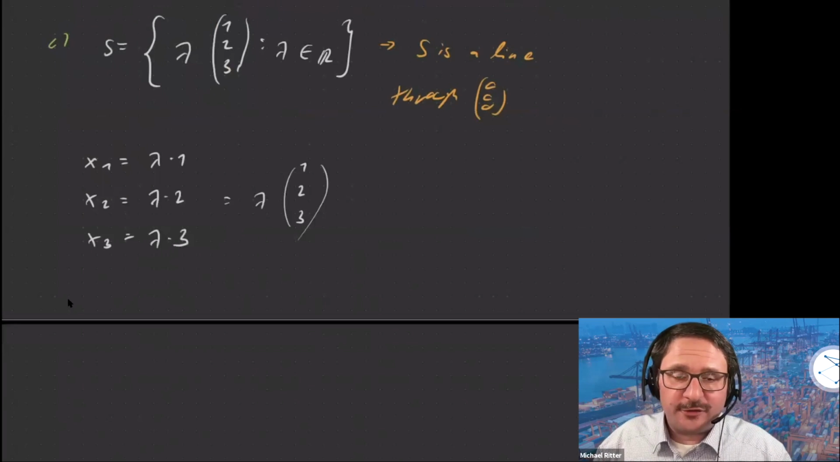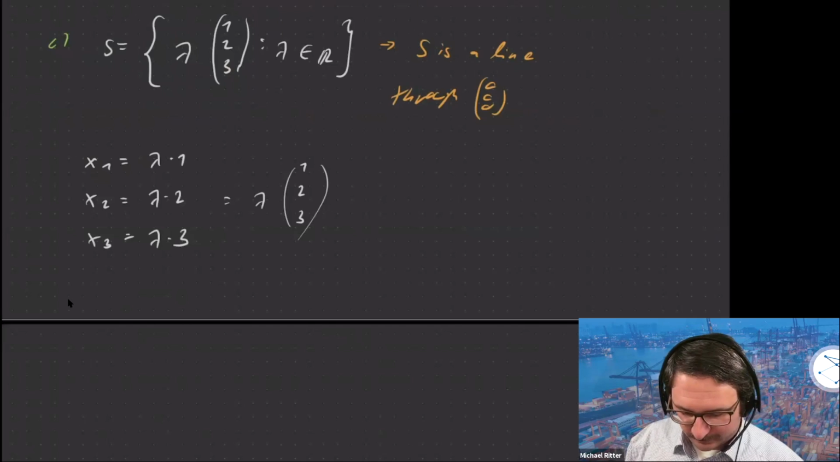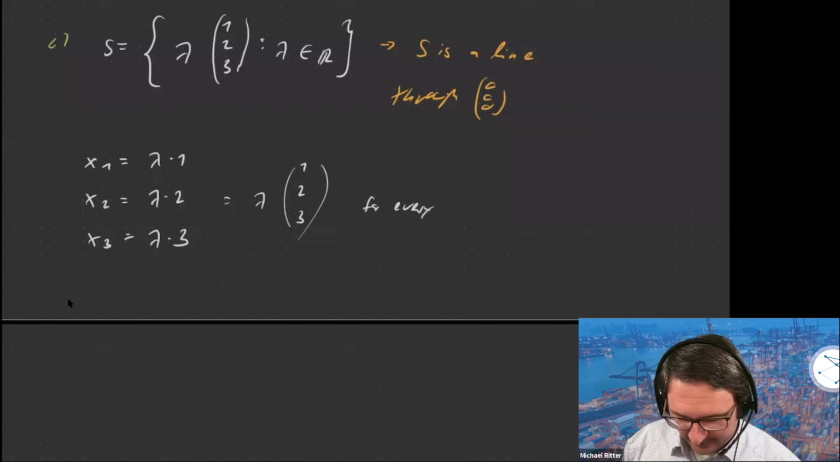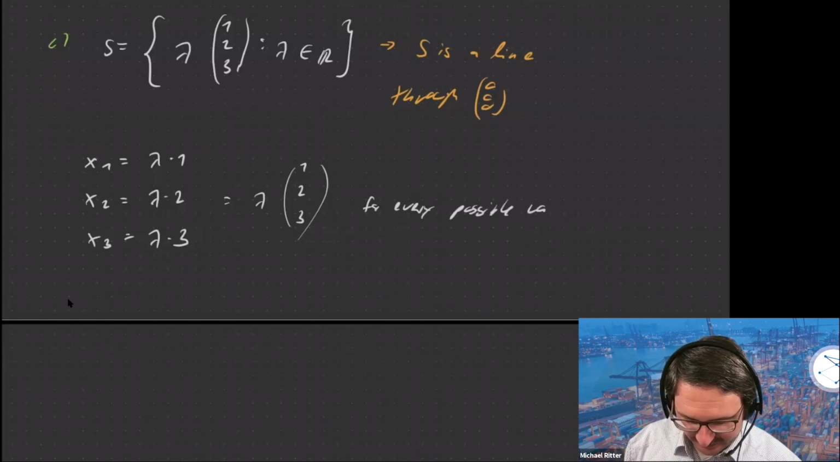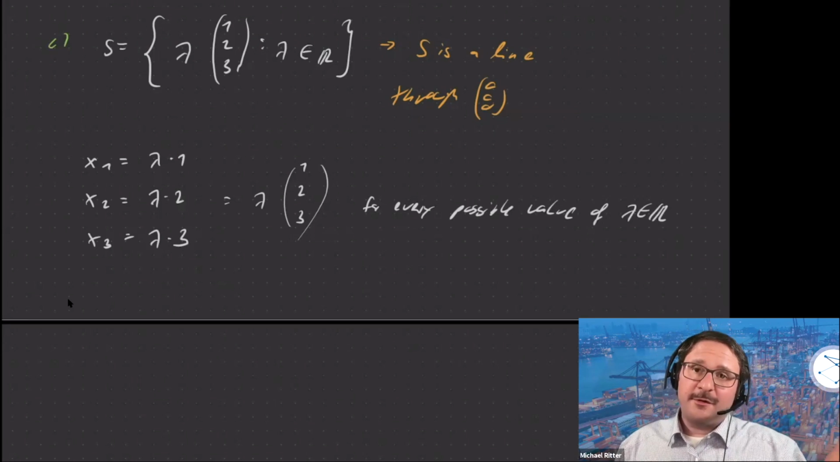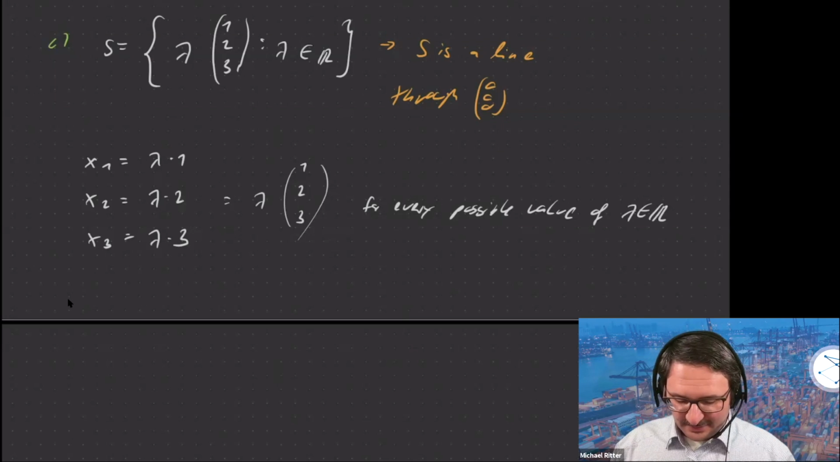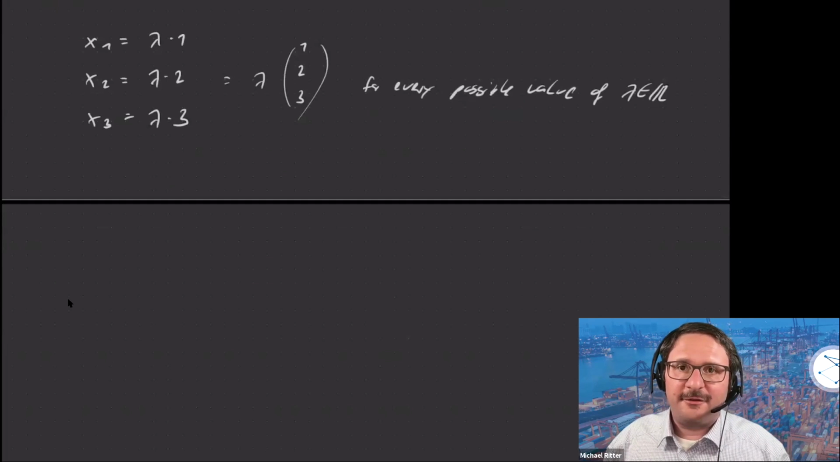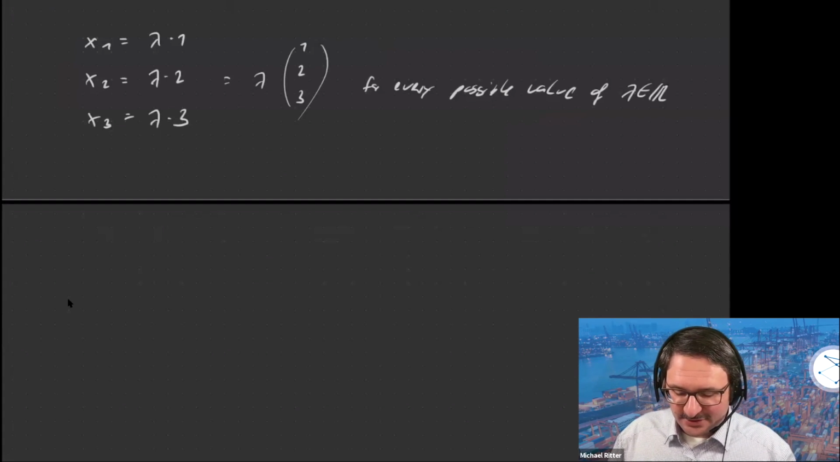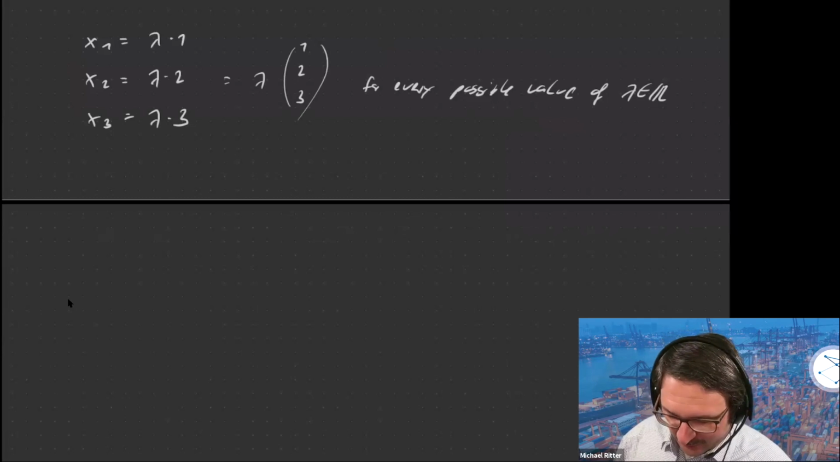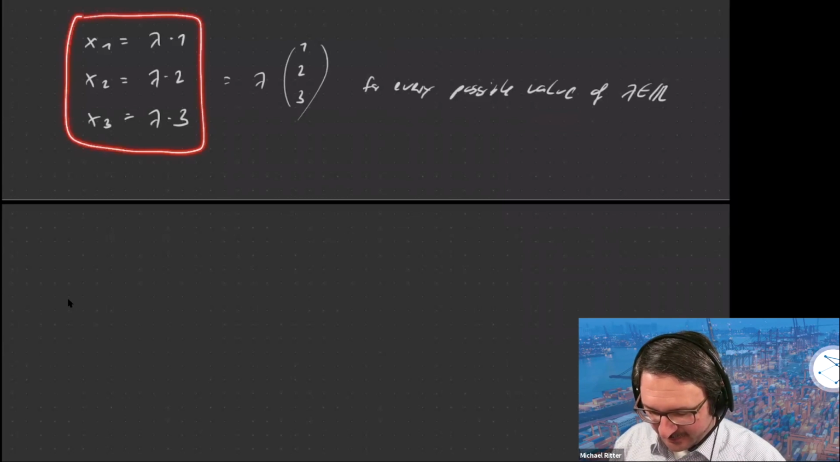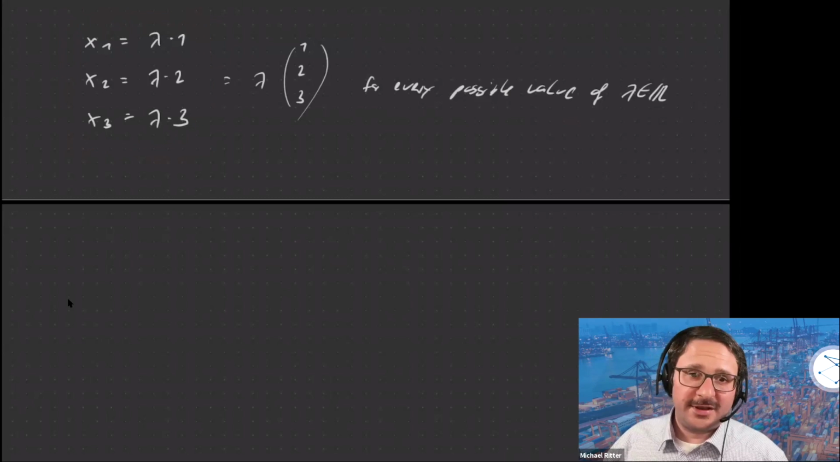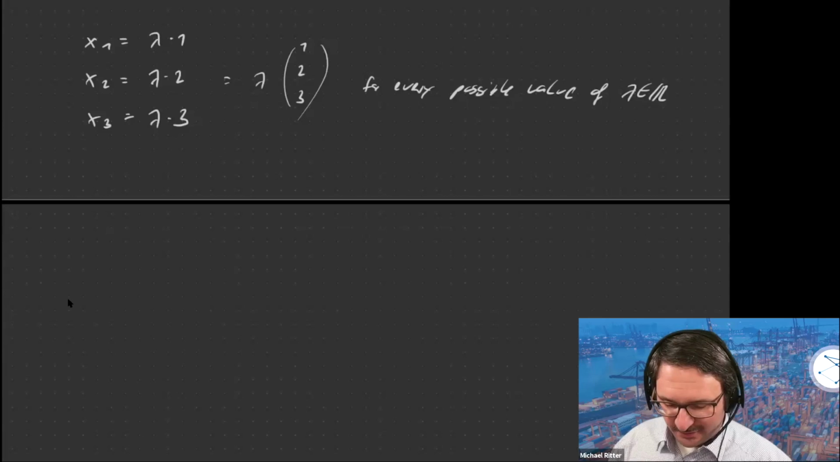And now that must work for every lambda, for every possible value of lambda in R. So it's not a parameter for just one lambda, but for every possible lambda. We must find a system that satisfies these conditions for every possible value of lambda. Now, what system would do this? Well, one thing we could do is take this and try to eliminate that lambda out of the system. And that's, of course, not too hard to do.